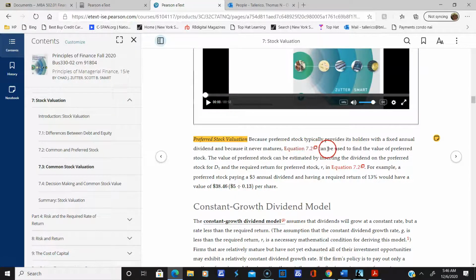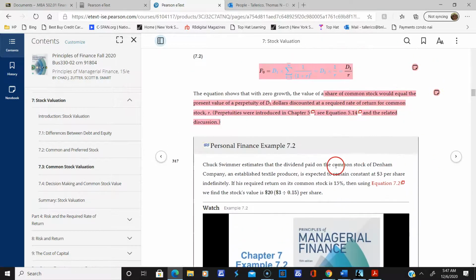It can be used to find the value of preferred stock. We can use equation 7.2 here. The value of preferred stock can be estimated by inserting the dividend on the preferred stock and the required return for the preferred stock in equation 7.2. Let's look at equation 7.2. It's this simple right here. Simple arithmetic, division.